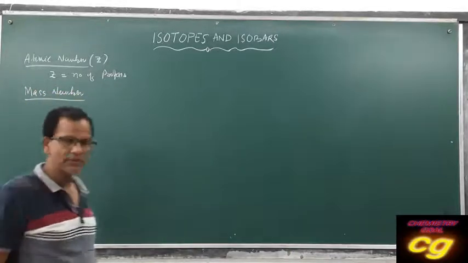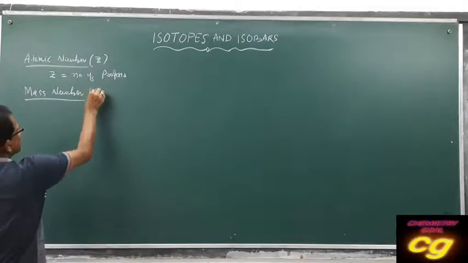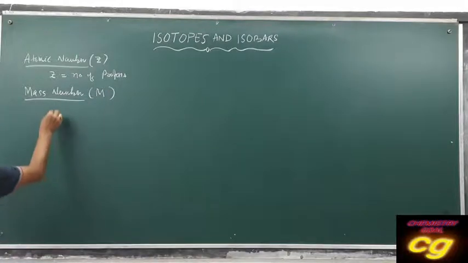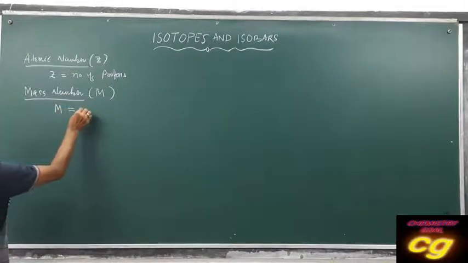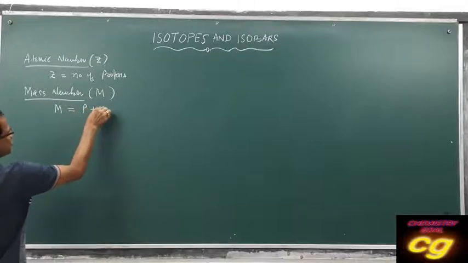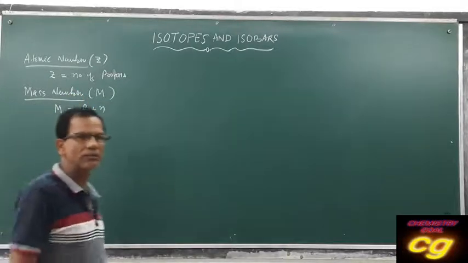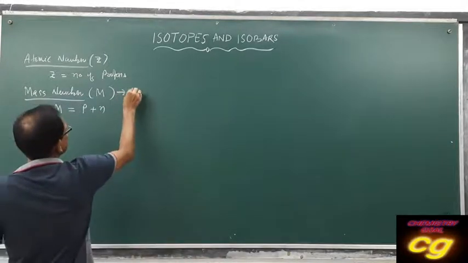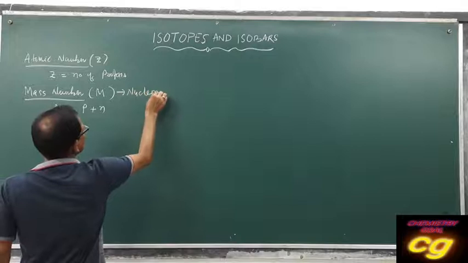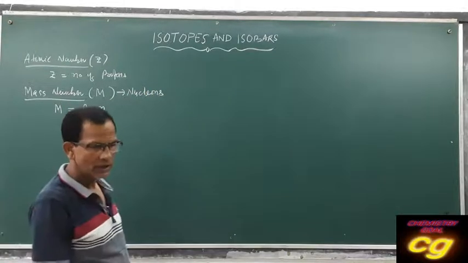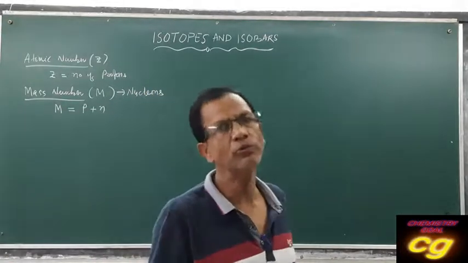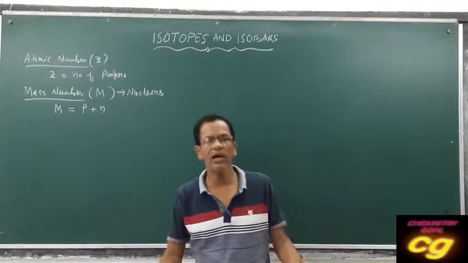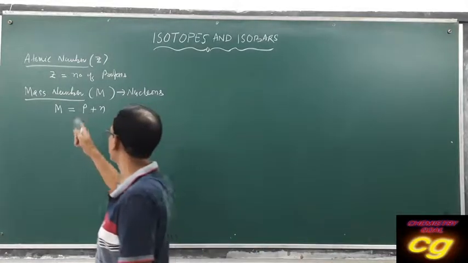Mass number is represented by capital M. What is M? M is equal to the sum of protons plus neutrons. This is your mass number, and this is also called the nucleus. Nucleus means the part that is the sum of protons and neutrons of the atom or any ionic species. So that is mass number.